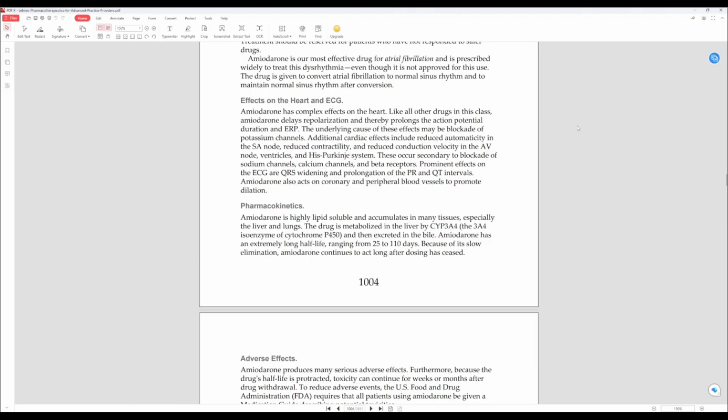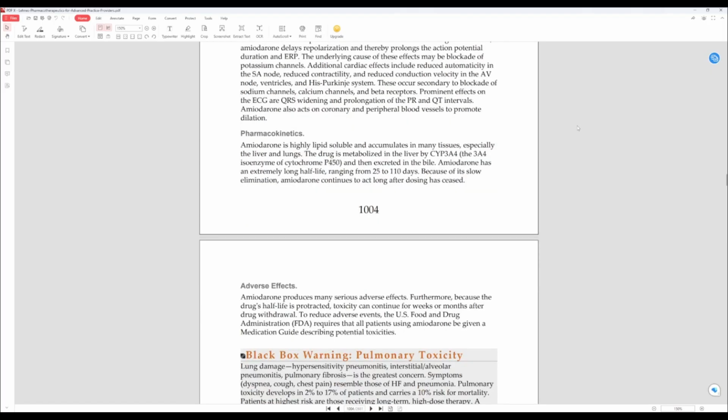These occur secondary to blockade of sodium channels, calcium channels, and beta receptors. Prominent effects on the EKG are QRS widening and prolongation of the PR and QT intervals. Amiodarone also acts on coronary and peripheral blood vessels to promote dilation.